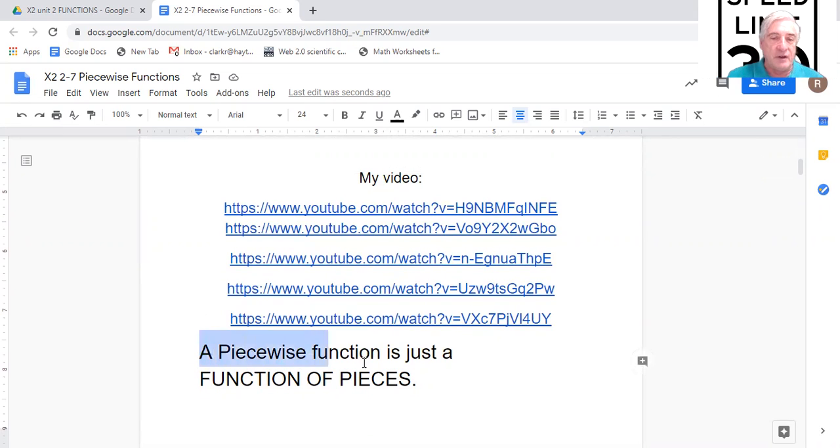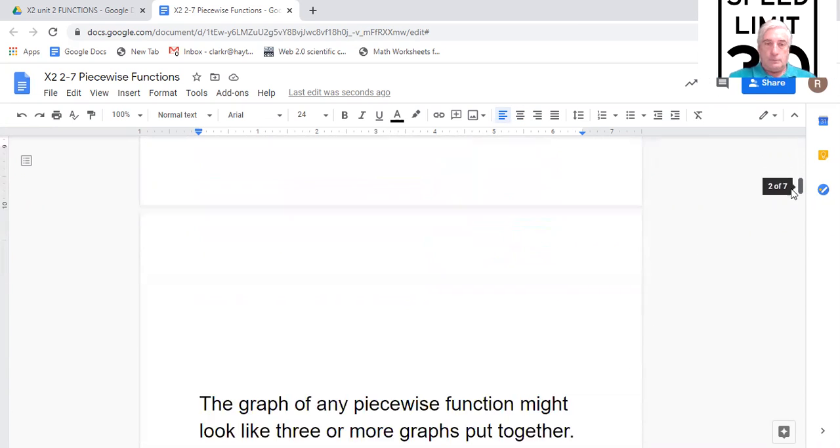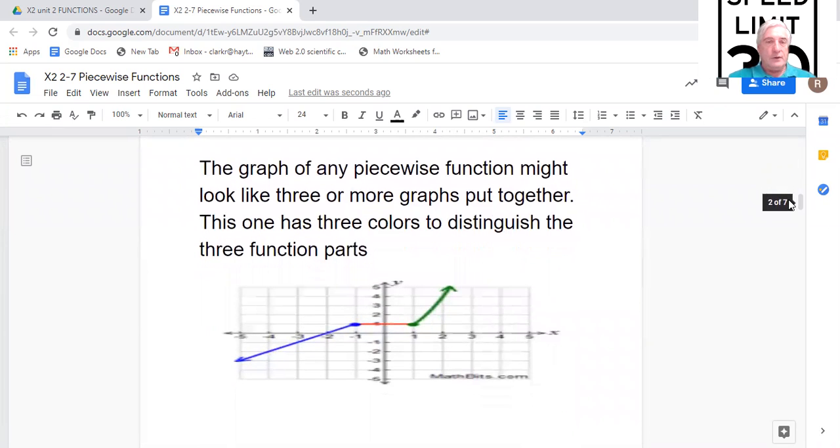A piecewise function is a function that's in pieces. The graph of any piecewise function might look like 3 or more graphs put together. This one I have in 3 colors to distinguish the 3 function parts. There's a blue function part till you get to -1. From -1 to 1, there's a red function part. Looks like a straight line. And when you get above 1, it has another function, the green.